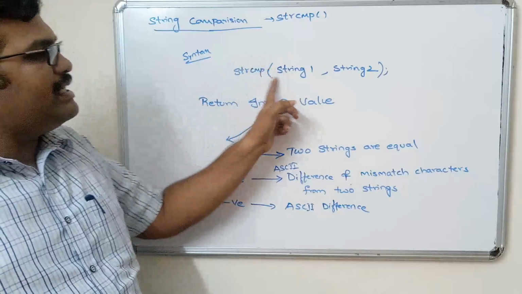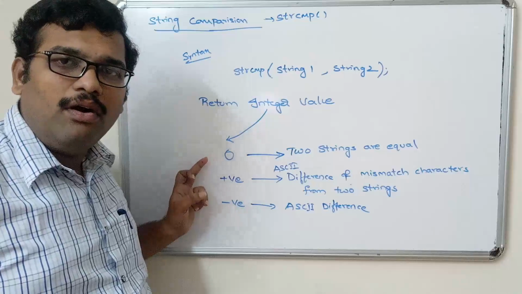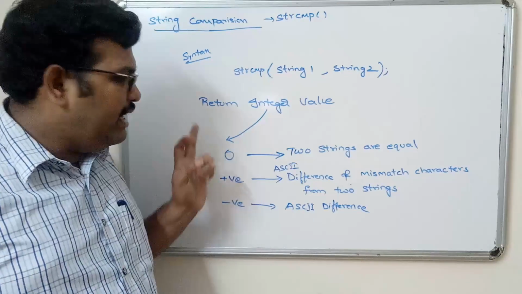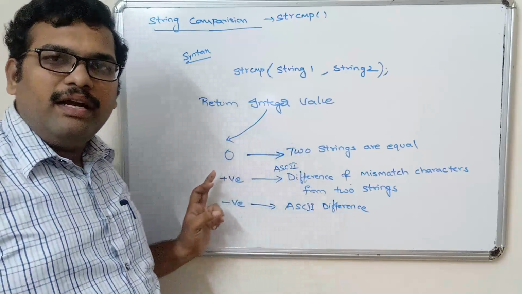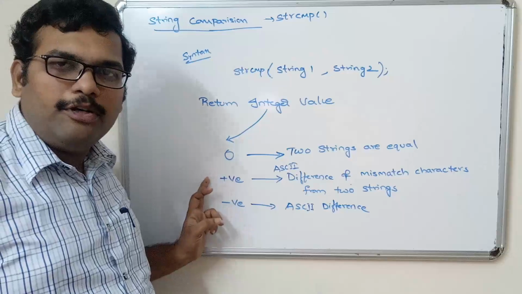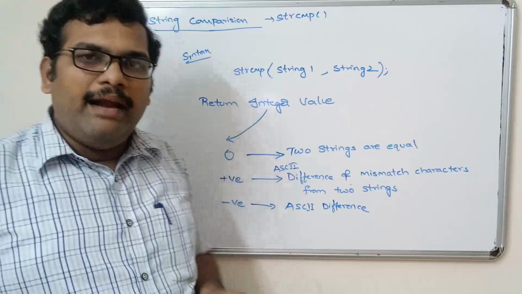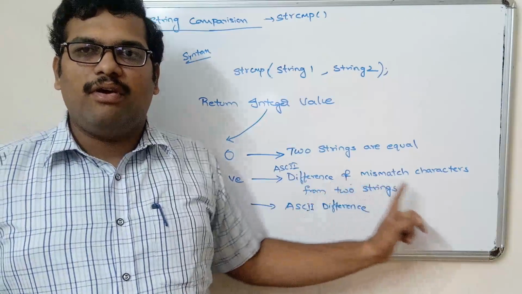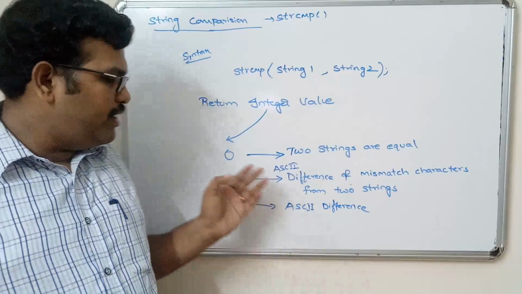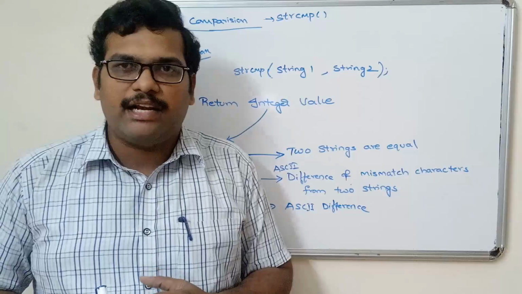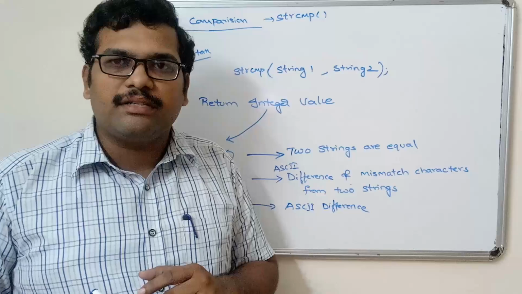So finally this string comparison function will return either 0, positive, or negative. If it returns 0, that implies the two strings are equal. If it returns either positive or negative, that implies both strings are unequal, and it returns the ASCII difference of the mismatched characters of both strings. Positive or negative depends upon the ASCII values of the mismatched characters. So this is all about the string comparison function.